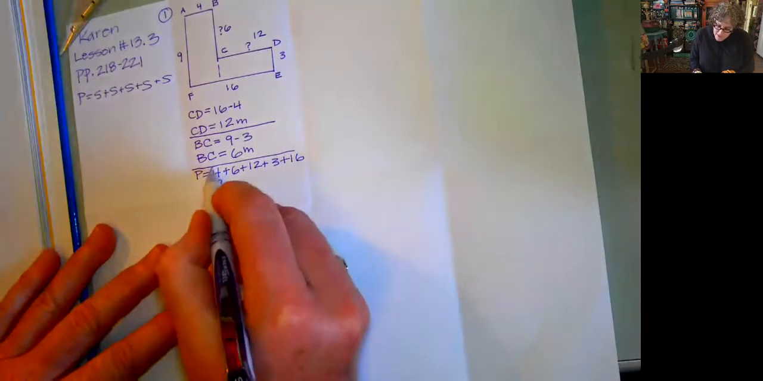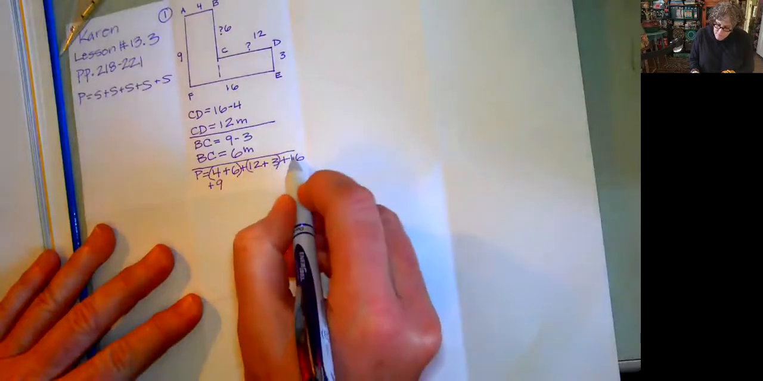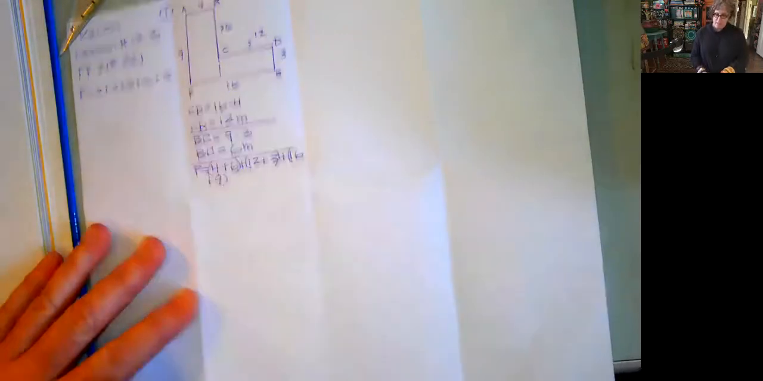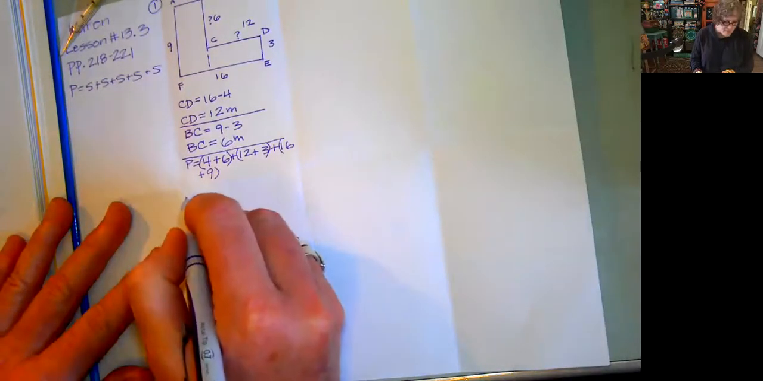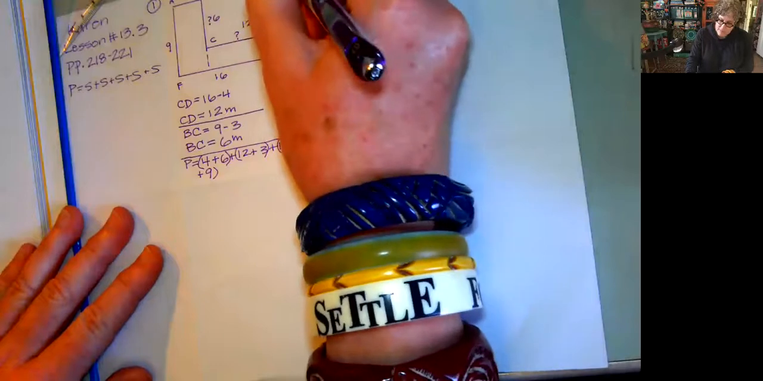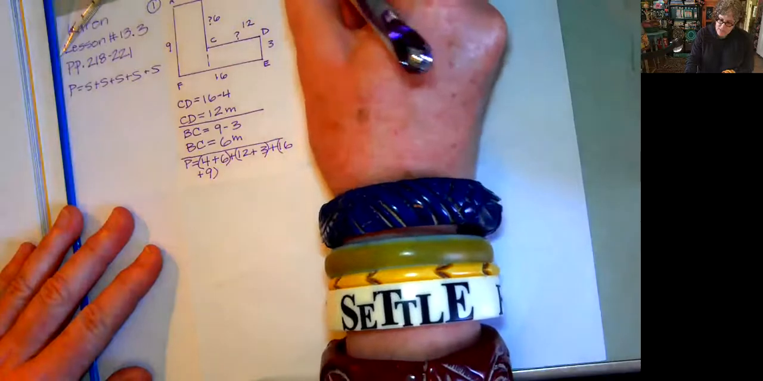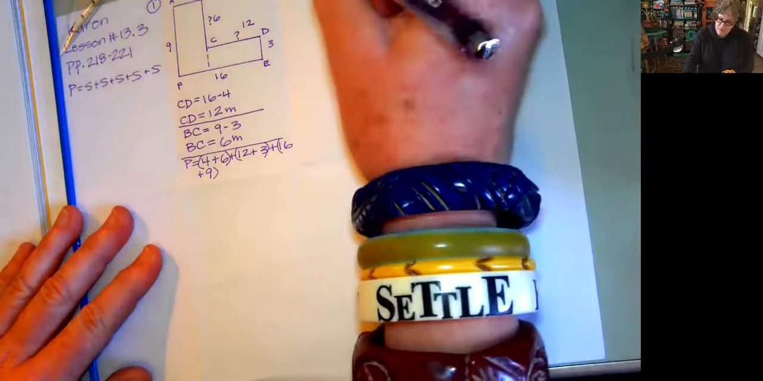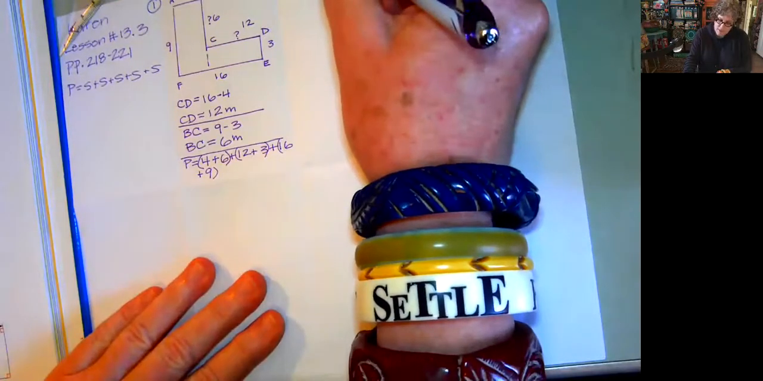So I like to chunk these together. I didn't chunk that very well. And that means that I end up with, let's see if I have a little bit more room, I can put that over here. So that means I end up with perimeter equals 10. First chunk is 10. 12 plus 3 is 15. 16 plus 9 is going to give me 25.